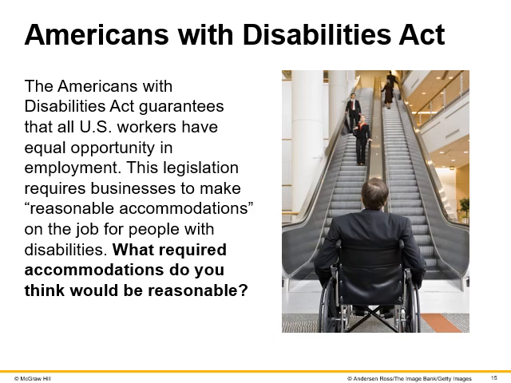As we discussed, the ADA does guarantee that all U.S. workers have the equal opportunity to employment. The legislation requires businesses to make those reasonable accommodations on the job for people with disabilities. Now, in this particular slide where you see a man in front of the escalator, what do you think would be a reasonable accommodation in this situation? Well, to me, the obvious would be an elevator. However, not all companies are built for elevators. So how would you handle that kind of situation?